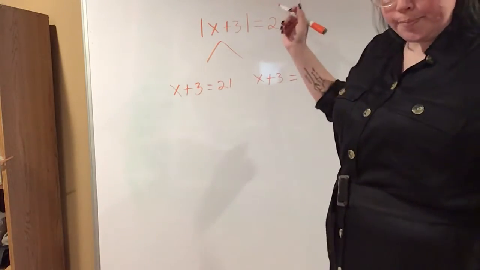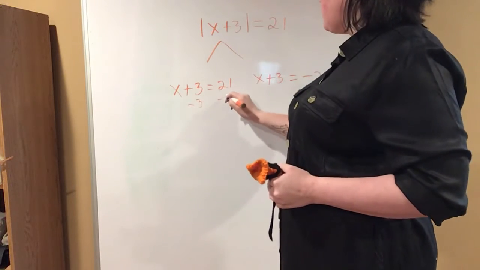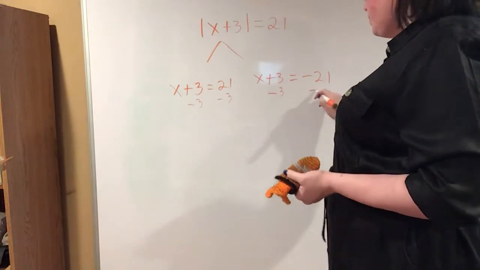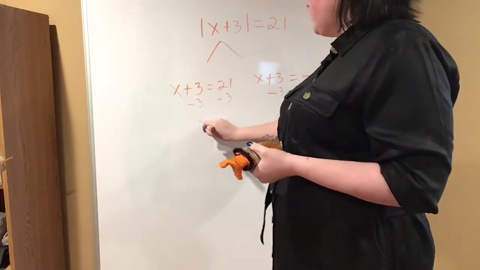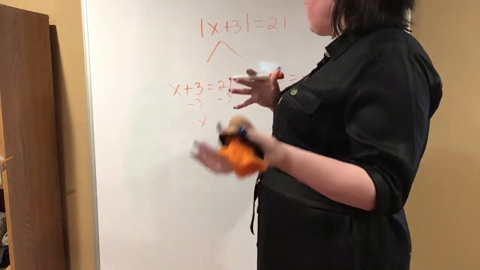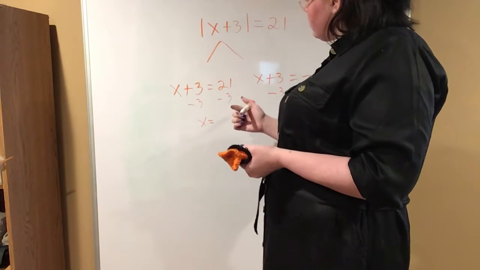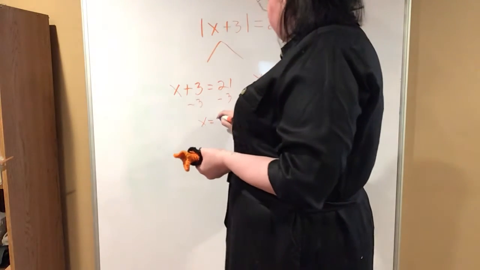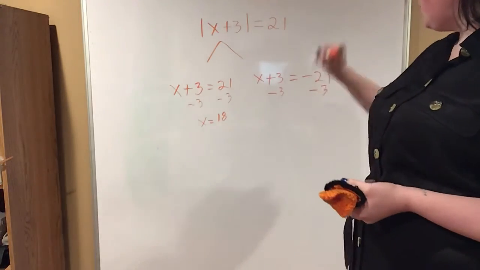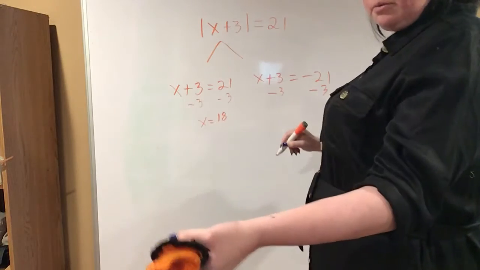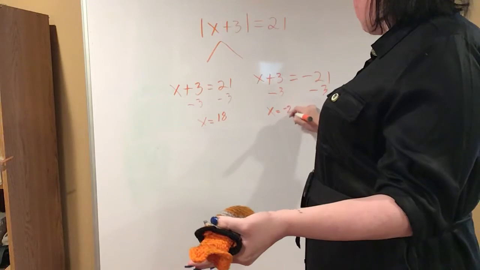So now let's just solve them. Easy peasy. I'm going to minus 3. I like to solve them at the same time. It's just easier for me. If you don't want to solve them at the same time, that's fine. Solve them separately. Do whatever is easier for you. So x is now by itself. 21 minus 3 is 18. Negative 21 minus 3, that's adding because they're both negative, is negative 24.